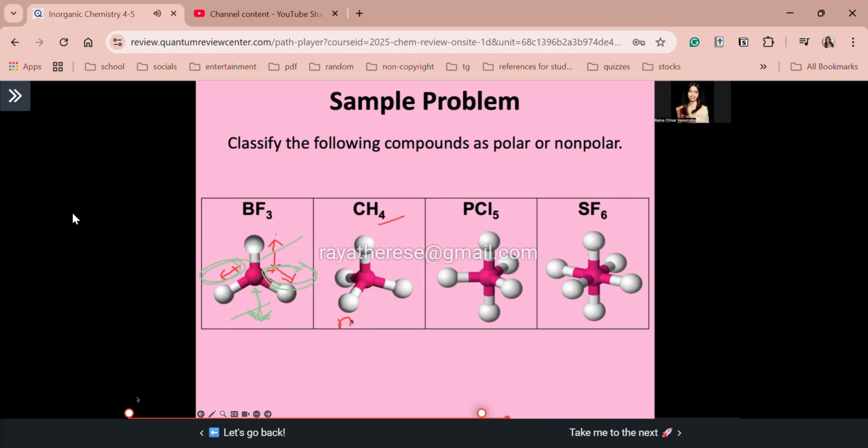Pero kay CH4, we know that it's non-polar because of the CH bonds. Next, for phosphorus pentachloride. Okay, so mas electronegative si chlorine. So yung dipole papunta from phosphorus to chlorine.